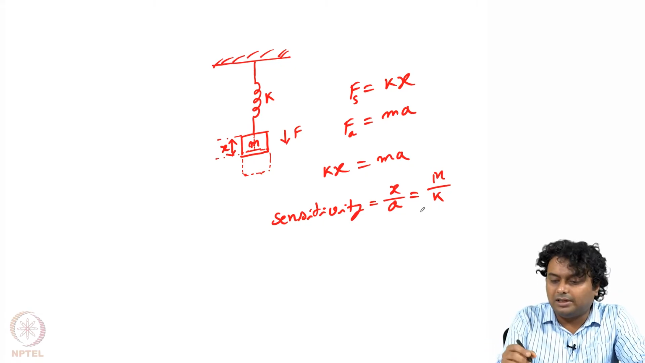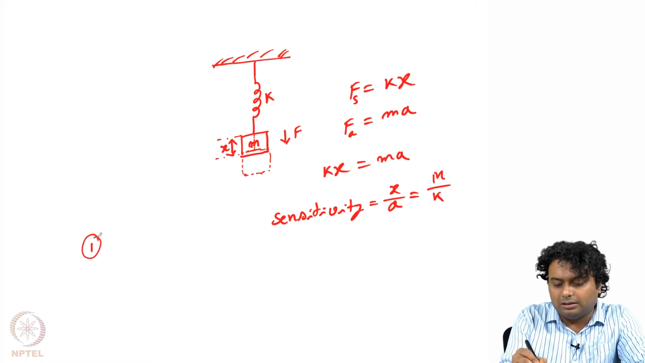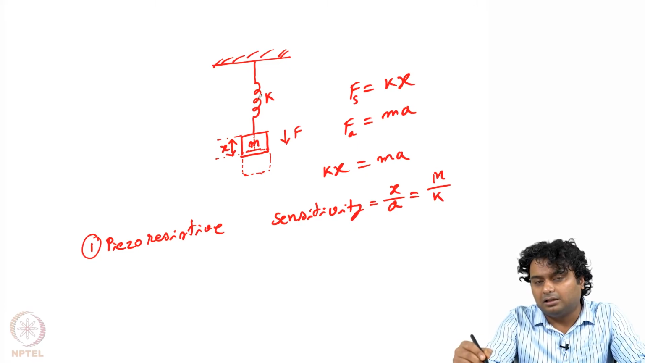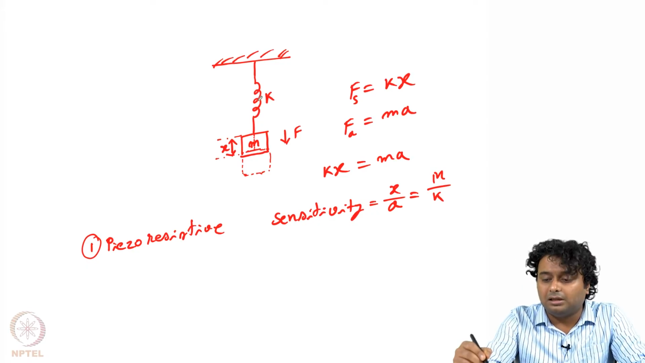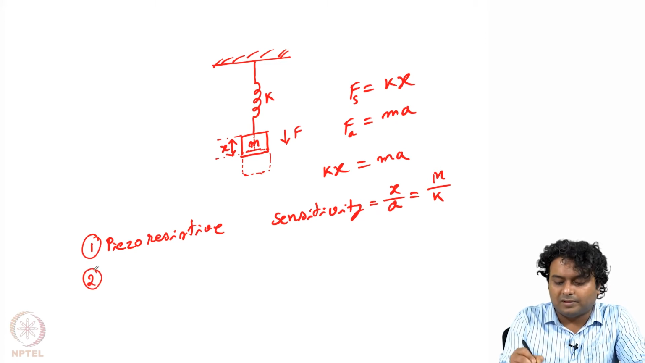Okay, what are the different techniques by which we can actually measure acceleration? One we have already seen while discussing the pressure sensor, that is piezoresistive. So we will put some kind of piezoresistive element here in the spring. As soon as some stress or strain is applied on the piezoresistive material, its resistance will change, and accordingly we can measure how much is the deflection or how much is the force. And number 2 is capacitive.